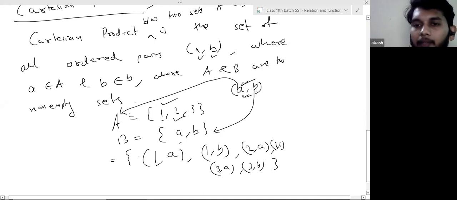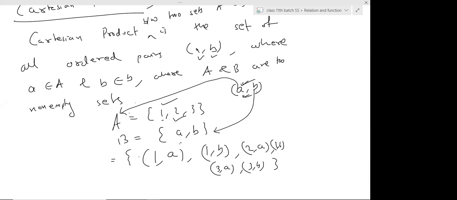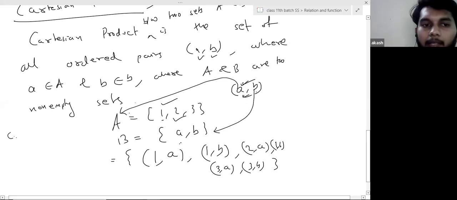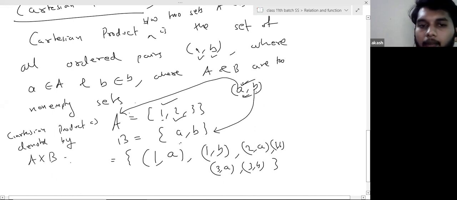Is it clear, everyone? Yes, sir. All right. And Cartesian product is denoted by A cross B. This is read as A cross B. Whenever you see this, you have to write the set of all ordered pairs from A to B, where the first element will be from set A, second element will be from set B.